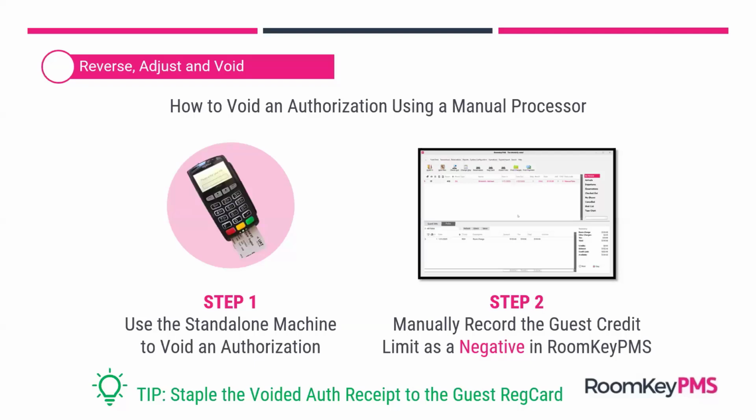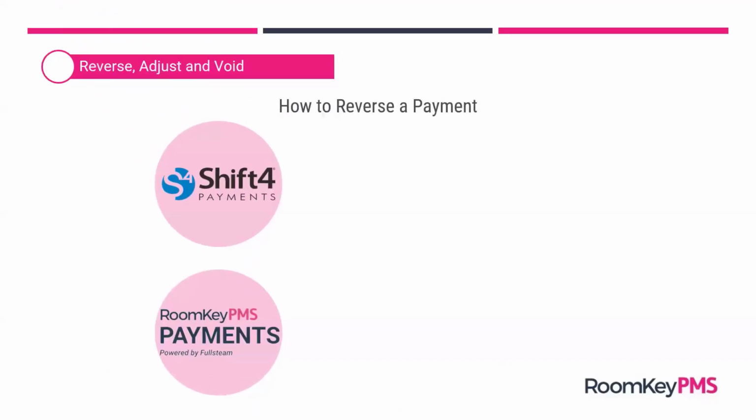Great. So, a couple things to keep in mind whenever you're managing authorizations and you're using that standalone or manual credit card machine. Now, to take a look at some of these functions, the reverse, adjust and void functions, when you have an interface solution or our embedded Roomkey PMS payments processor, let's take a look at reversing a payment first.